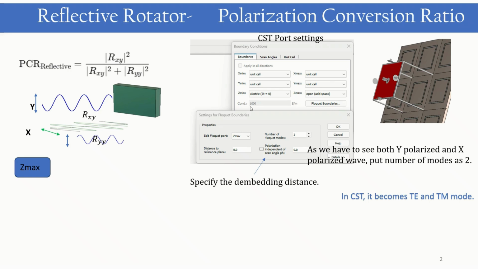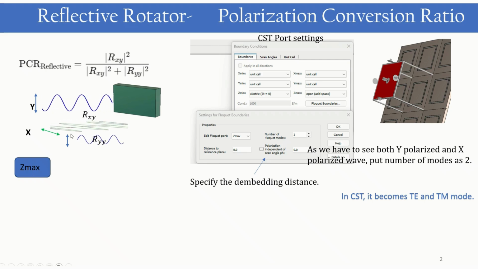So in the case of a reflective polarization converter, it has a metamaterial structure, and let's assume a y-polarized wave is incident on it. Upon reflection, it is converted into an x-polarized wave. So the polarization conversion ratio of the structure is calculated as Rxy, that is the converted wave, divided by Rxy square plus Ryy square. Ryy is the remaining wave, which is in the same polarization as that of the incident wave.